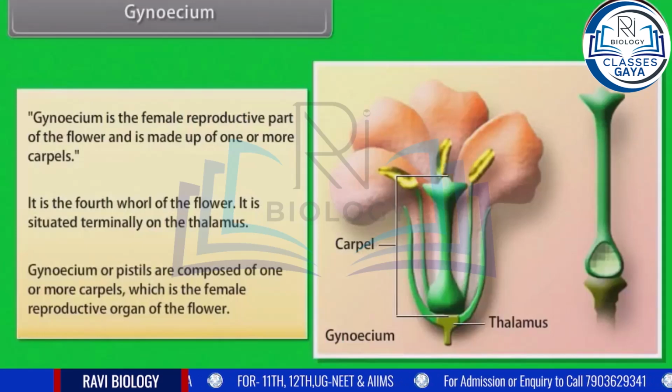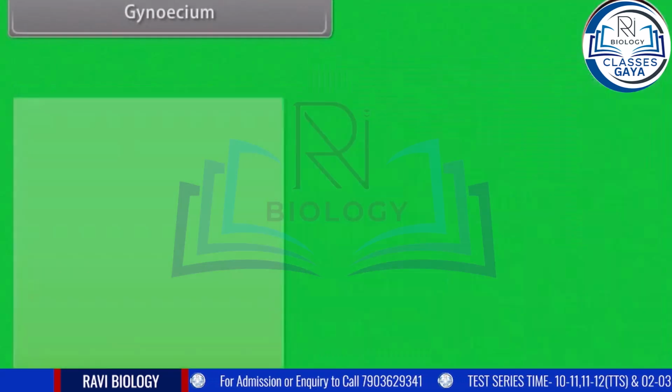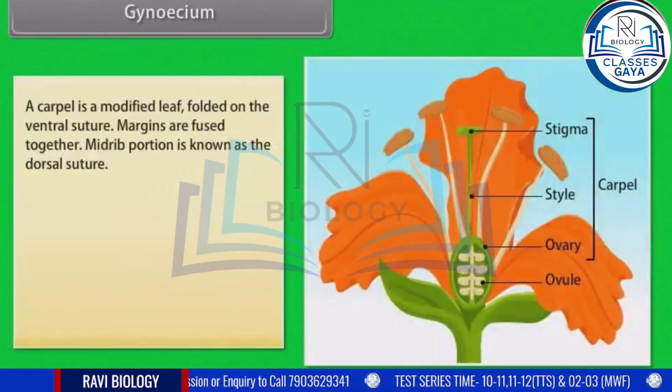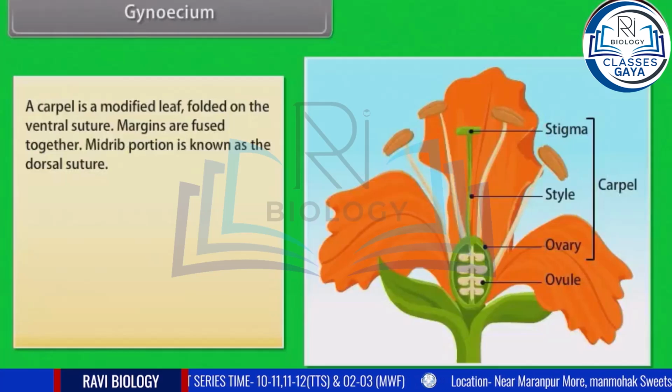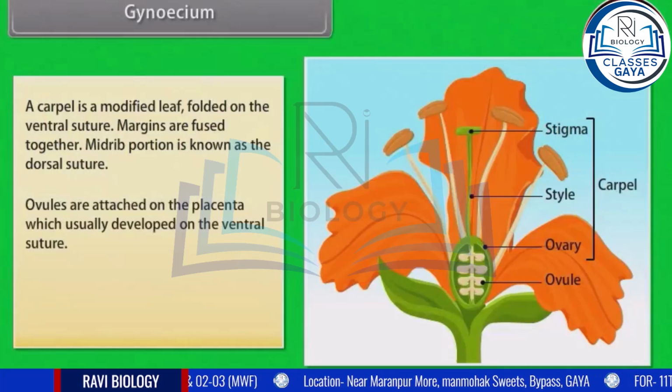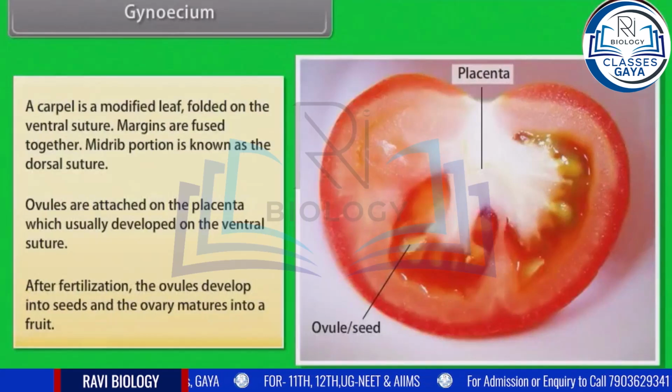Gynoecium or pistil is composed of 1 or more carpels, which are the female reproductive organs of the flower. A carpel is a modified leaf folded on the ventral suture. Margins are fused together. The midrib portion is known as the dorsal suture. Ovules are attached on the placenta, which usually develops on the ventral suture. After fertilization, the ovules develop into seeds and the ovary matures into a fruit.